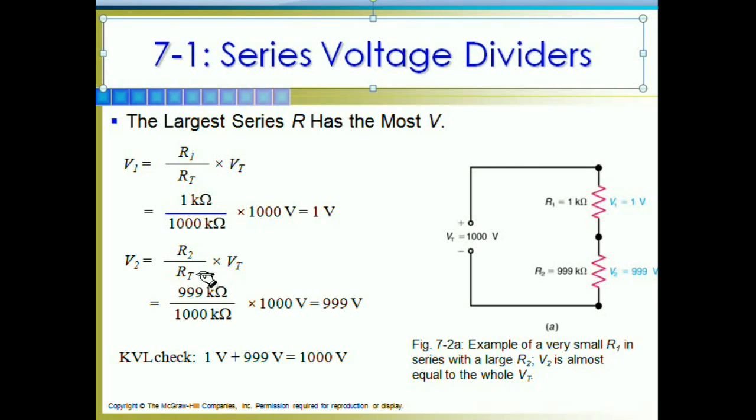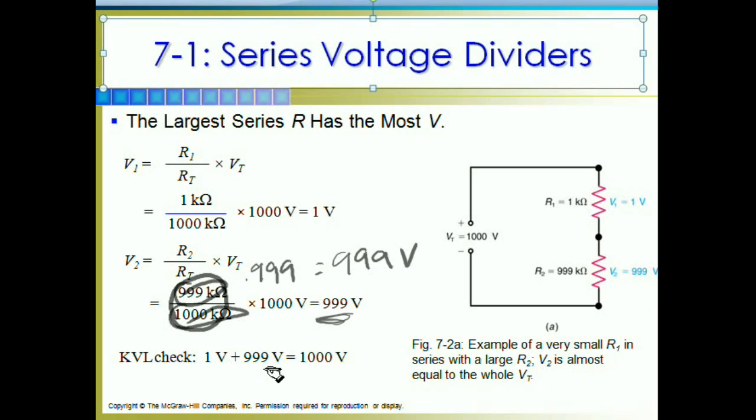Alright, looking at R2, we've got 999k over 1,000k, which is actually going to come out to 0.999 times 1,000 volts. We're going to equal 999 volts. So you see, it is proportional to the proportionality of the individual resistance over the total resistance times the total voltage.